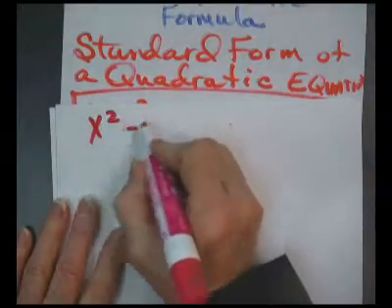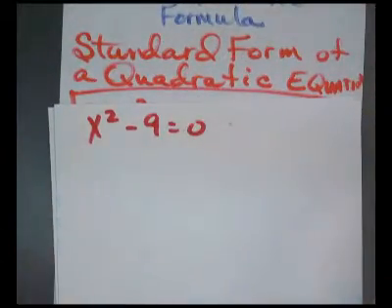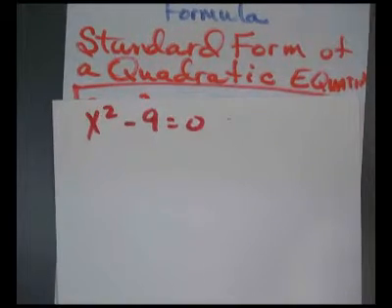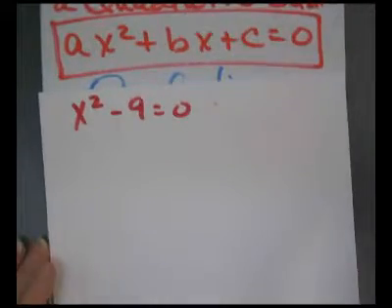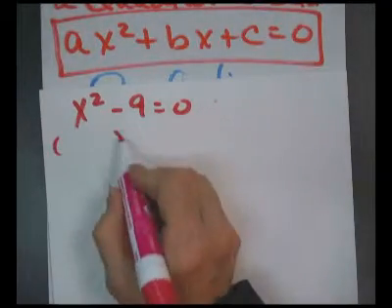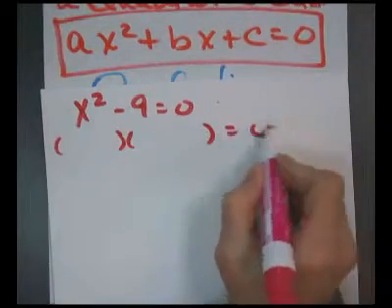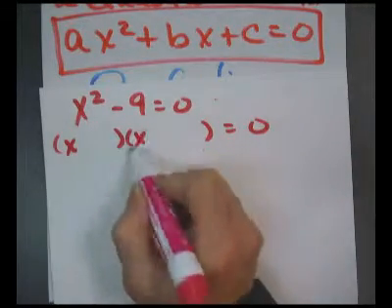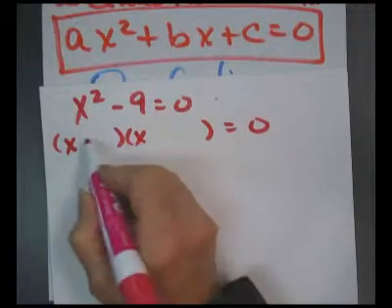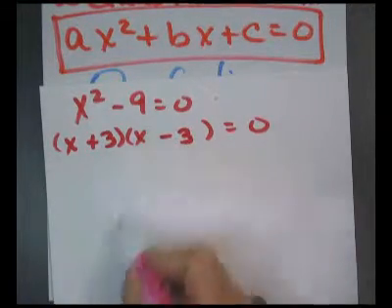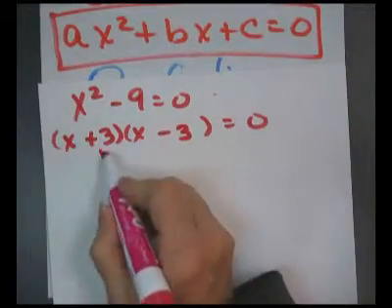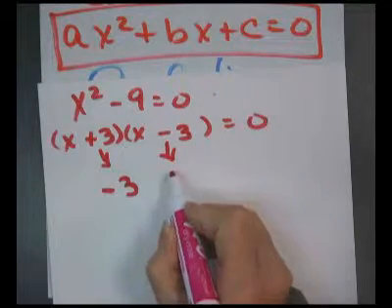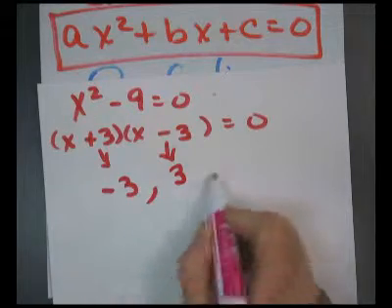X squared minus 9 equals 0. What will that factor? X plus 3? Yeah. This is the difference of squares. Plus 3 minus 3. So setting it equal to 0, this one gives you -3. This one will give you +3.